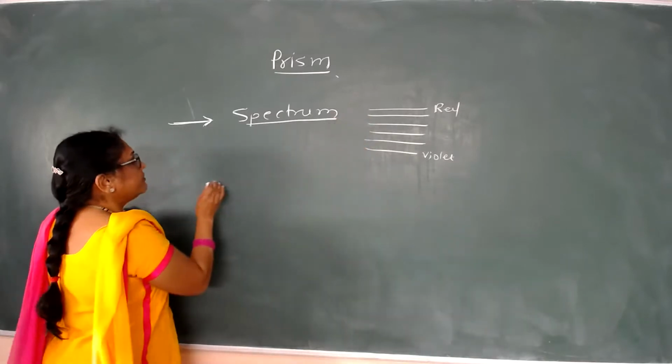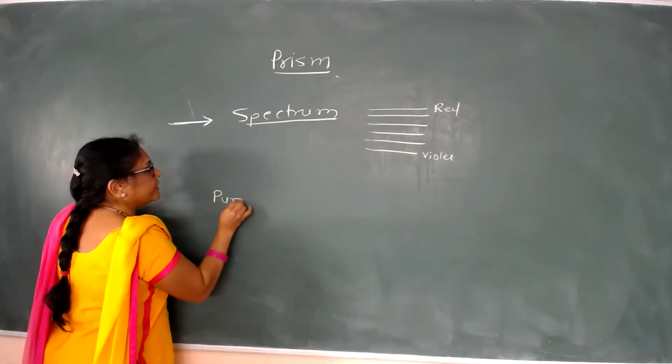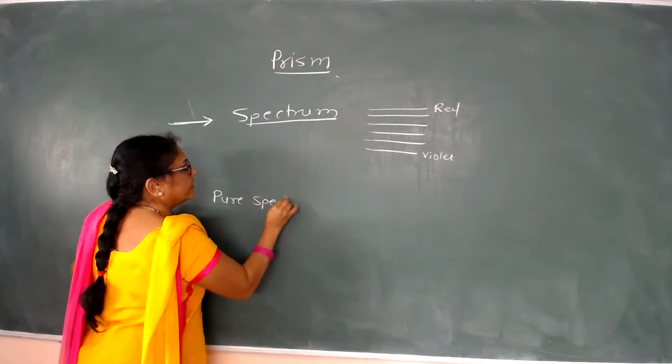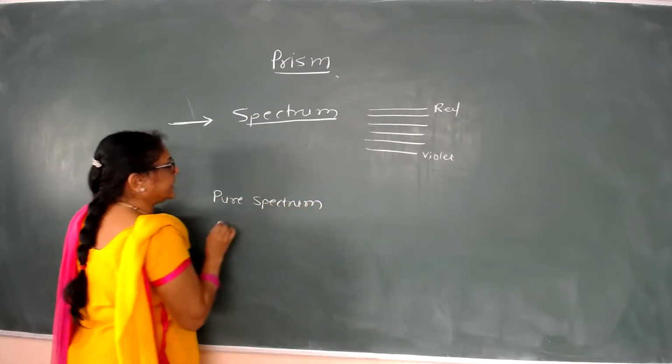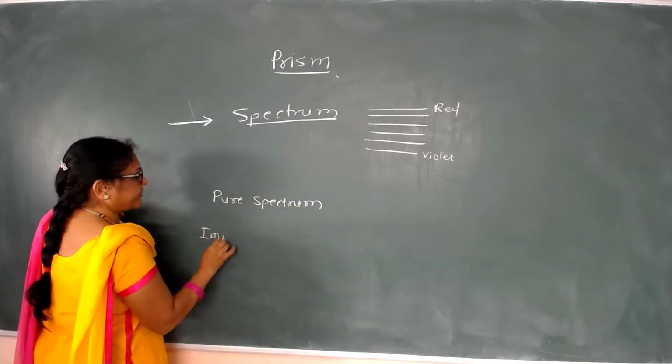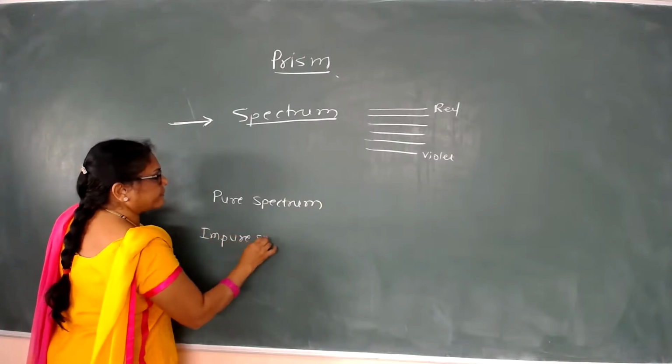Then there are two types of spectrum. One is known as a pure spectrum, and the second one is known as an impure spectrum.